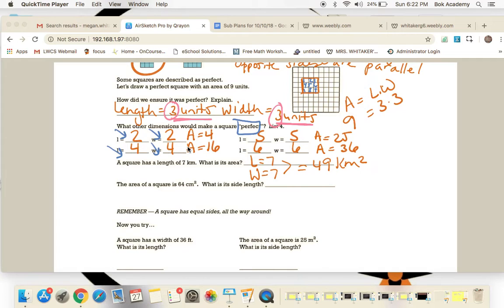Look at the next one, the area of a square. Now they're giving me the area. They're not just giving me the length, they're giving me the actual area: 64 centimeters squared. What is its side? So now I've got to think to myself, okay, the area is 64, and I know that has to be equal to the length times the width. And if we're talking about a perfect square, then I know these two numbers have to be the same. So what two numbers can I multiply that are exactly the same that would equal 64? That would be 8 times 8.